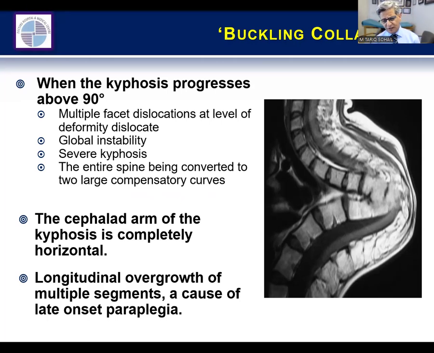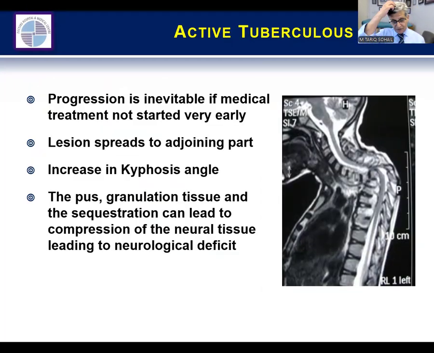If you have this deformity in a child who still has some growth left, there may be an overgrowth of the multiple segments, and that contributes to the buckling collapse and the parabolic type of deformity in this situation, and they may cause late onset paraplegia because of impaired function and scarring at the top of the deformity. Even if, as I said, the medical treatment is started, the progression of the kyphotic deformity is inevitable, and it will progress to a certain extent till it becomes effective, if it is going to be effective.